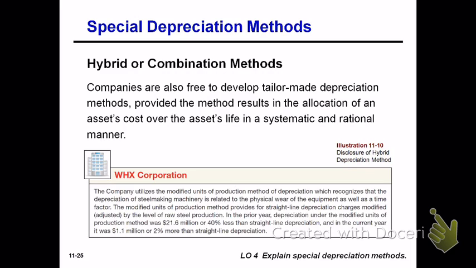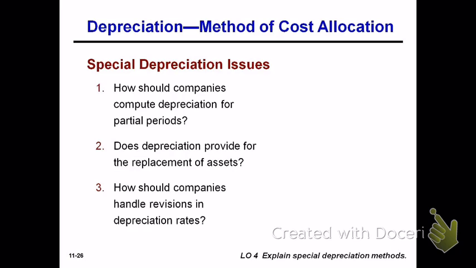Hybrid or combination methods, companies can decide to use their own depreciation method. As long as it's systematic and rational, anything goes. So they can define how they're going to depreciate, and it could be a method other than what I've shown you here. The issues if you have special depreciation: special issues about depreciation.